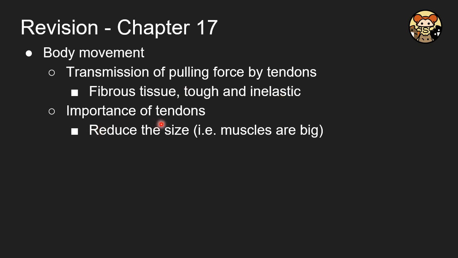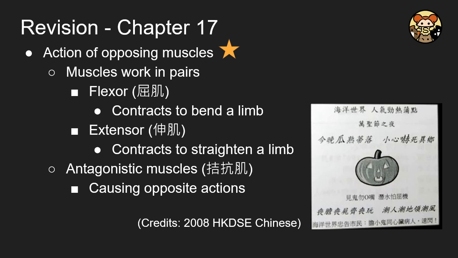And the importance of tendons is to reduce size. The best example will be your hand. Your hand is actually full of tendons instead of muscles. Otherwise, your hand will be too big. And the muscles usually work in pairs. They are the flexor and also the extensor. The flexor is for contraction, while the extensor is for extension, or straightening. And because they are opposite to each other, we have a technical term called antagonistic.